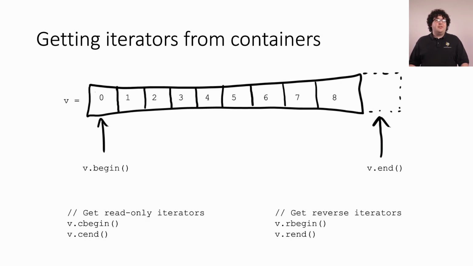Some containers also provide additional functions for getting specific kinds of iterators to their contents. For example, cbegin and cend will give you read-only iterators into the container. rbegin and rend will give you reverse iterators, which will take you through the container backwards.